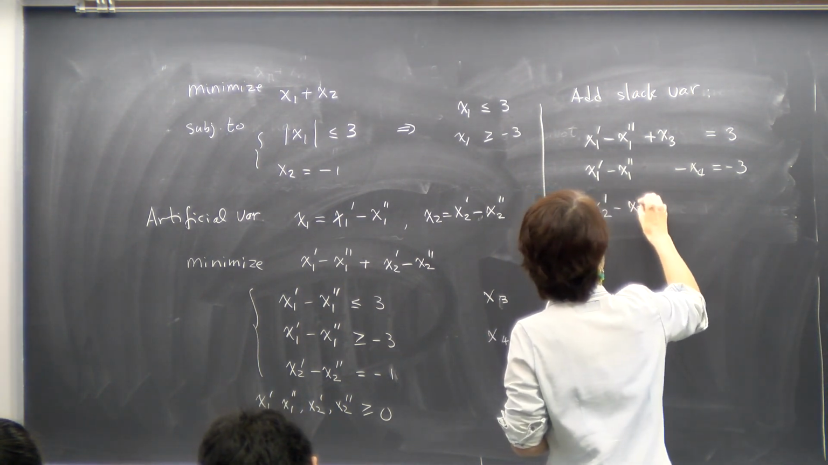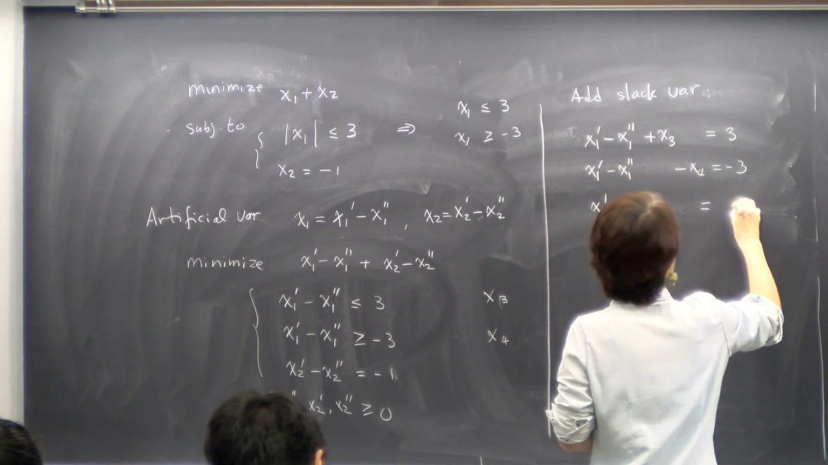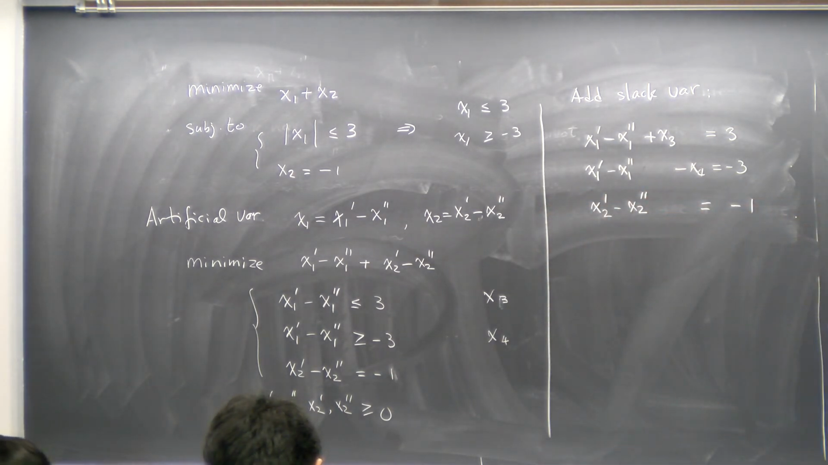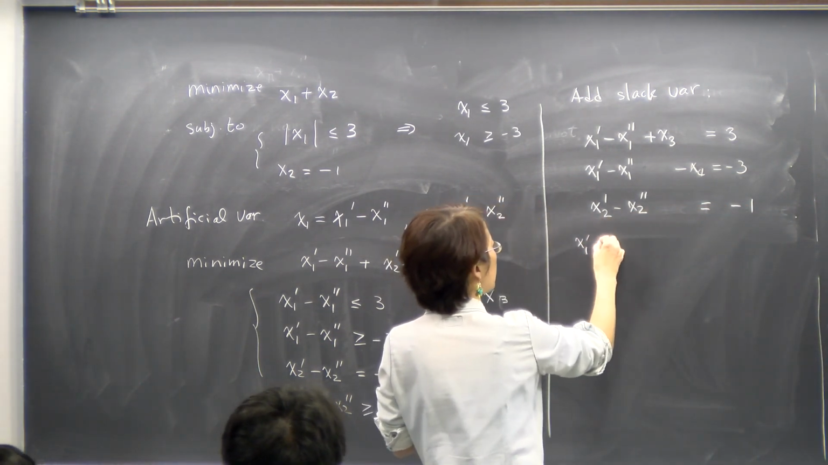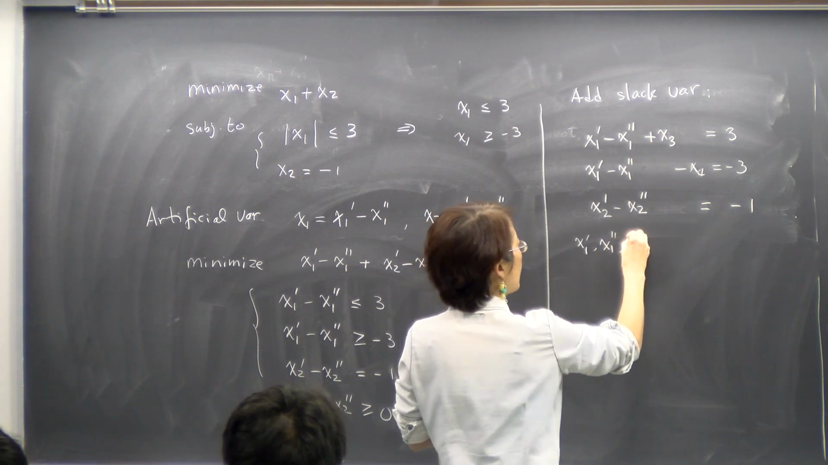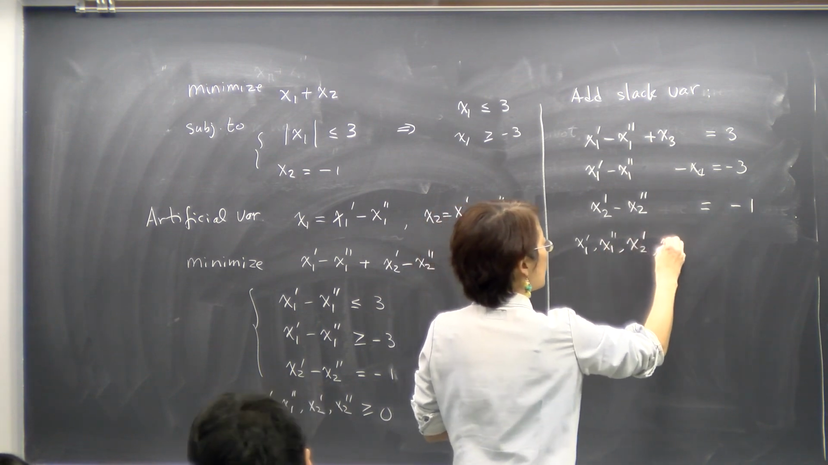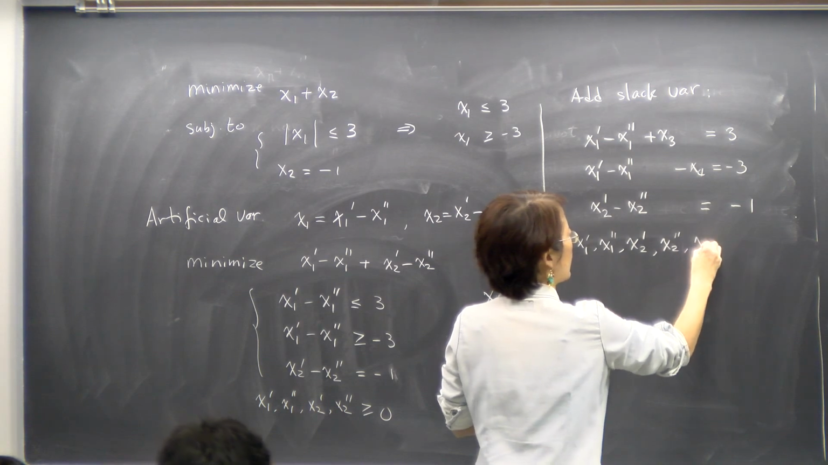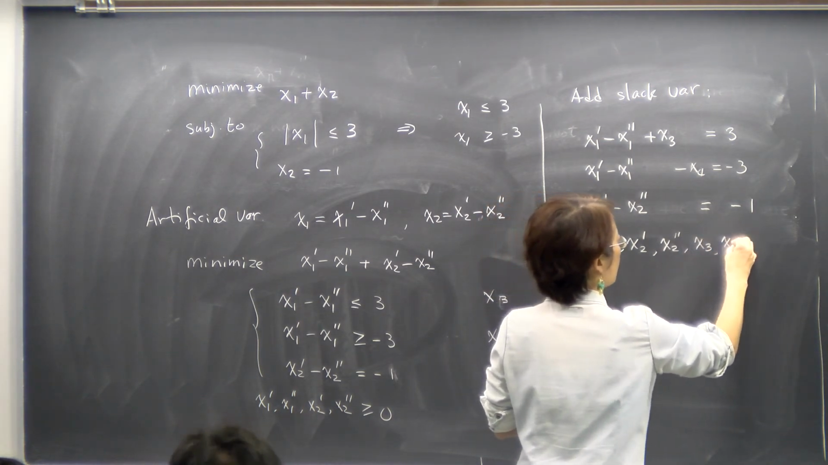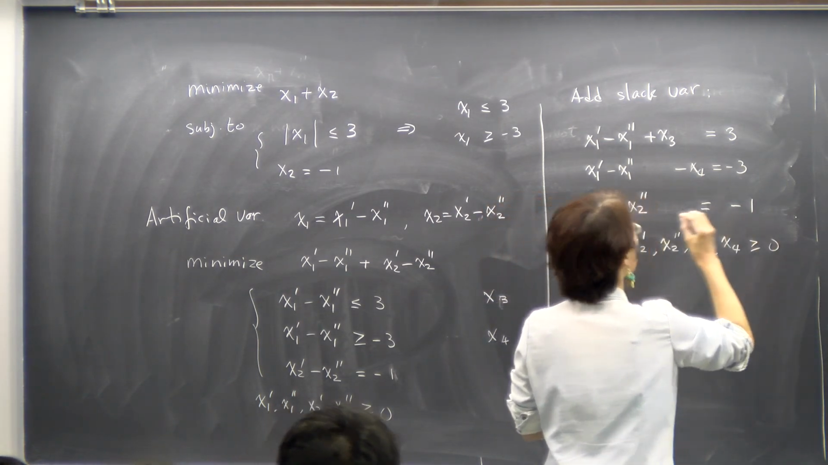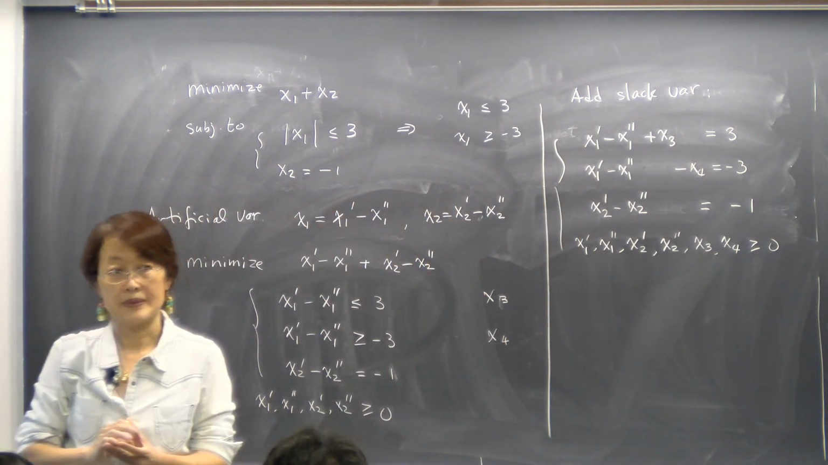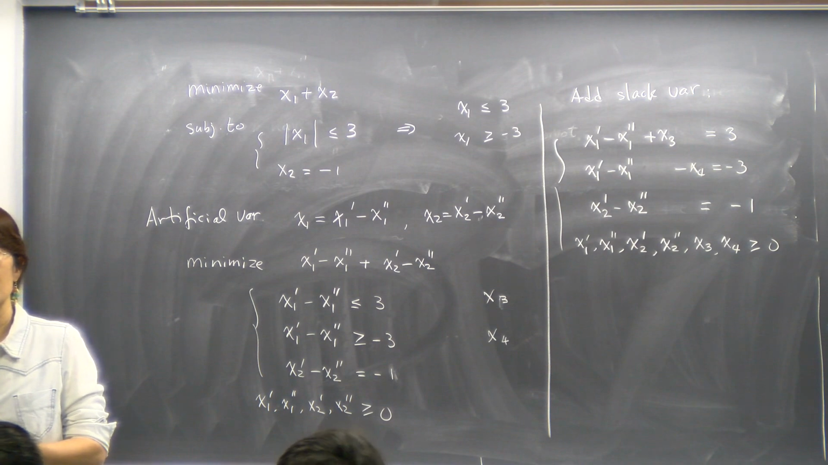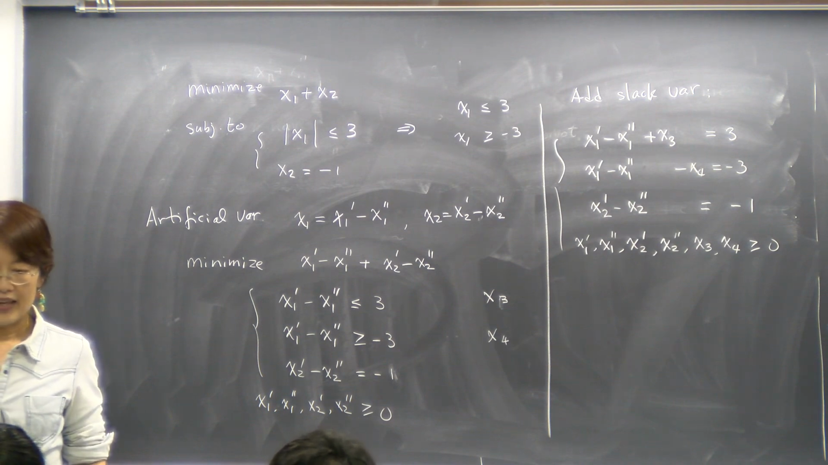So x2 prime minus x2 double prime will be -1. Don't forget, don't lose that automatic point. That is, list all your variables here and say that they are non-negative. Now this becomes a standard form. Is that clear? Any questions?